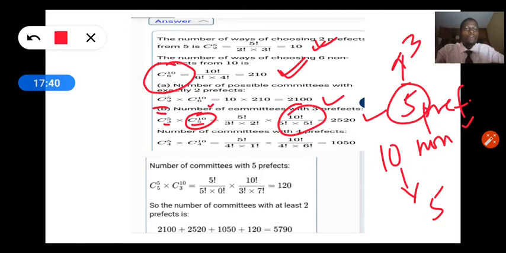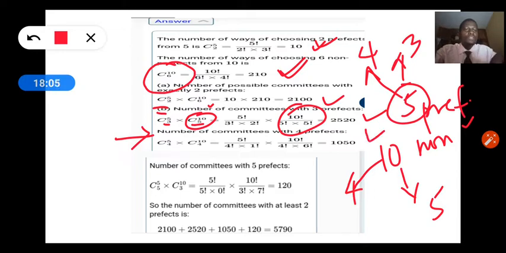Now the number of committees with 4 prefects. If I want to choose 4 prefects, then I can choose 4 from the prefects, and also 4 from the non-prefects. So 5 combination 4, since we want to choose 4 prefects from 5. We also want to choose 4 non-prefects from 10. Simplifying that, I have this.